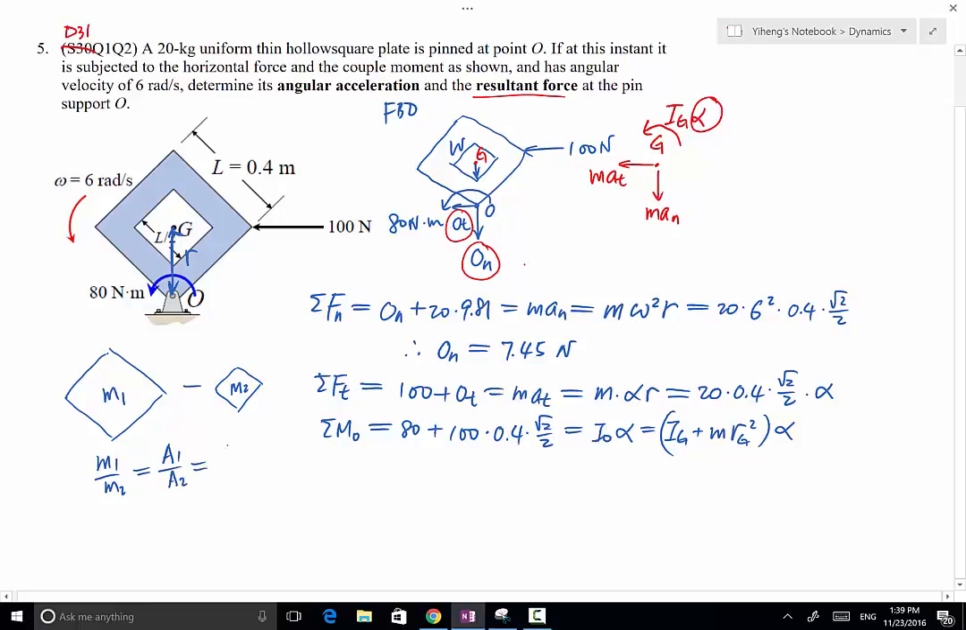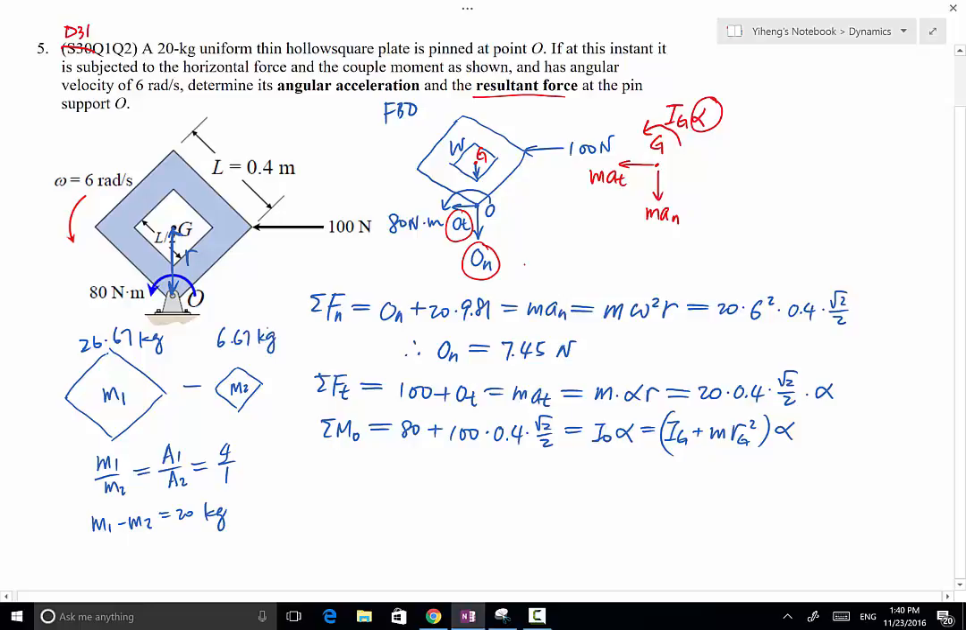So this is a 4-to-1 ratio in their area. Therefore, m1 equals 4 times m2. But at the same time, m1 minus m2 equals 20 kilograms. So from there, we can solve for both m1 and m2. m1 equals 26.67 kilograms, and then m2 equals 6.67 kilograms.